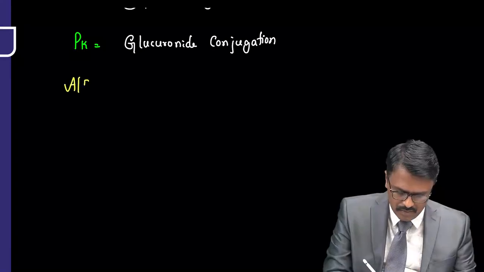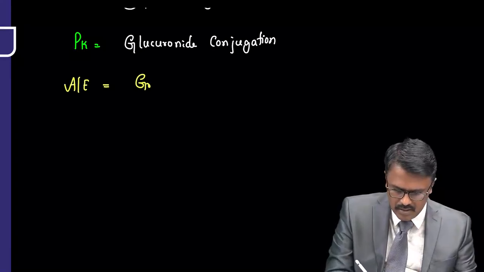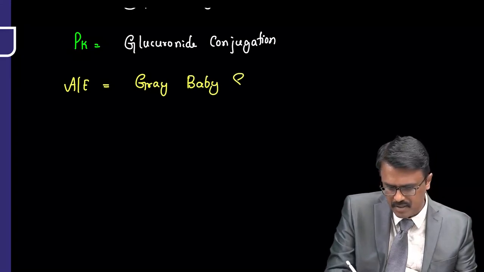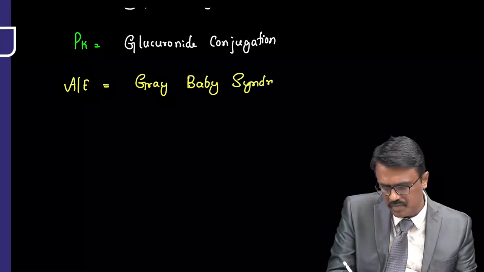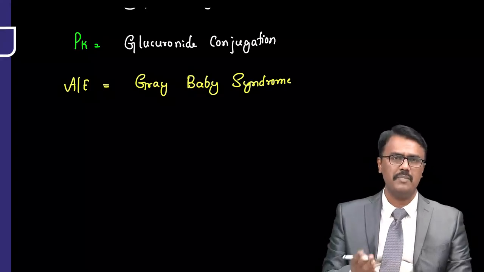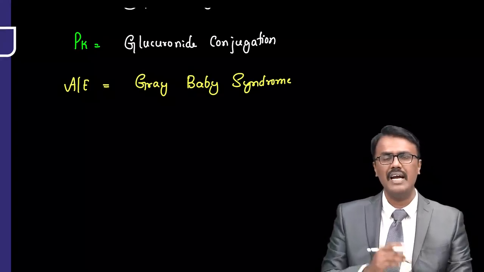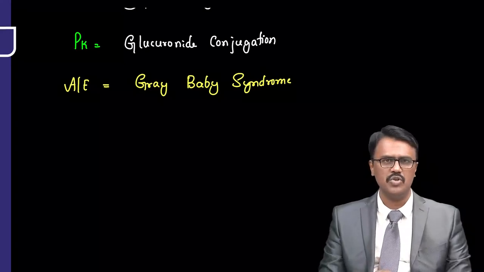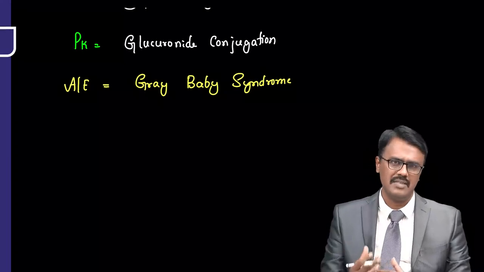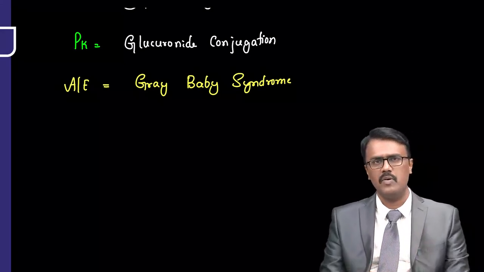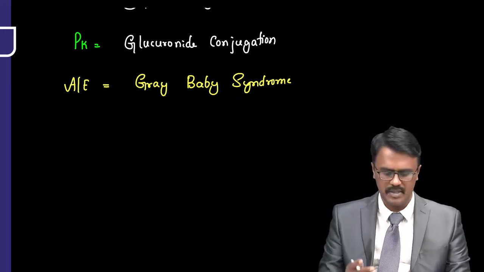So the adverse effect of chloramphenicol is it causes gray baby syndrome. The problem here is when a newborn, particularly premature, are given high dose of chloramphenicol, this is seen. The problem is in a premature baby, the enzymes are limited, lesser, and the drug, when we give it, is not metabolized, the levels increase, and that will lead to the problem called gray baby syndrome.